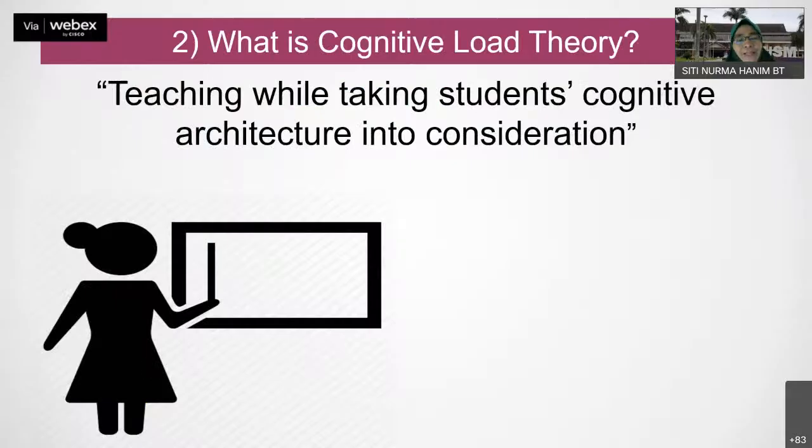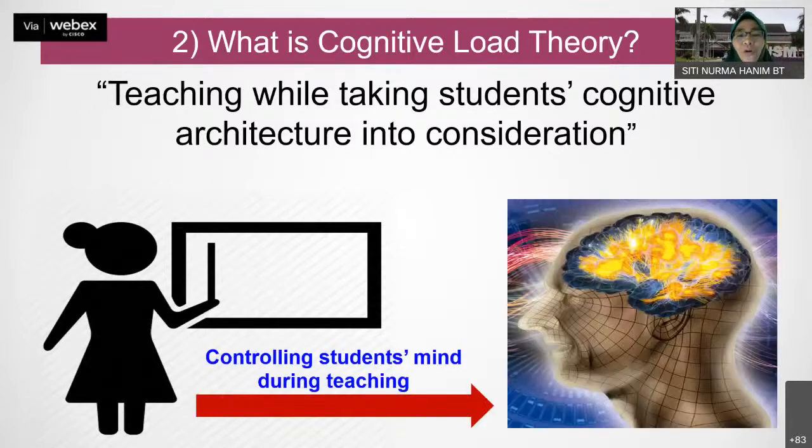Okay, so before I explain further about cognitive load, let's have a look. What is cognitive load theory? Okay, so cognitive load theory in simple terms means that while you are teaching the student, while you are presenting your slides, you are actually taking into consideration the students' minds, how the students' minds work. Okay, meaning that while you are teaching, you are controlling the students' minds as well. So you are doing two things. You are not just delivering the information, you are ensuring that students will understand your content.